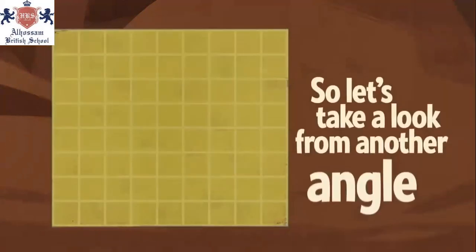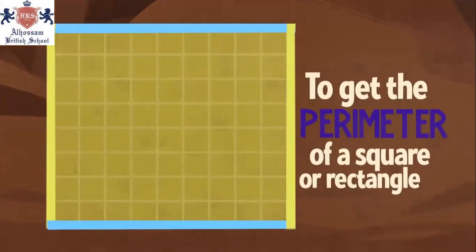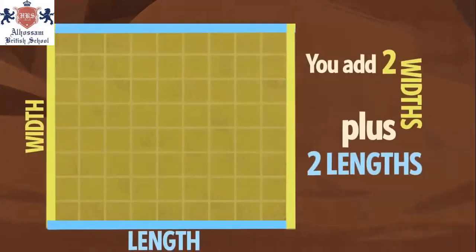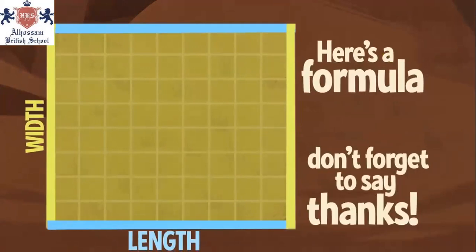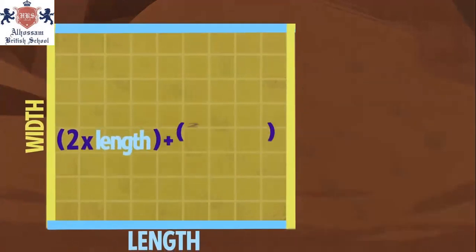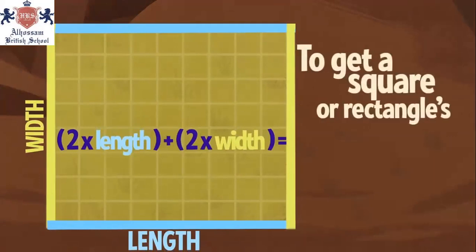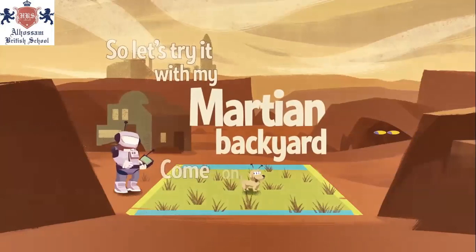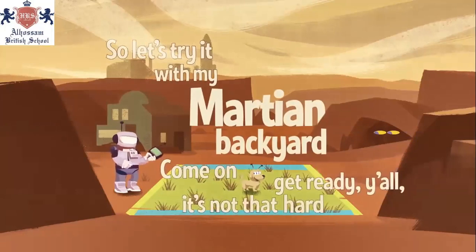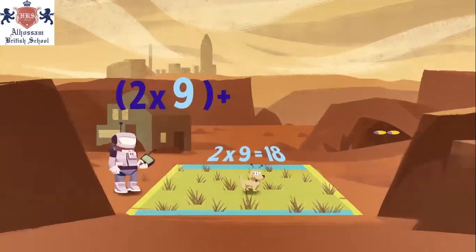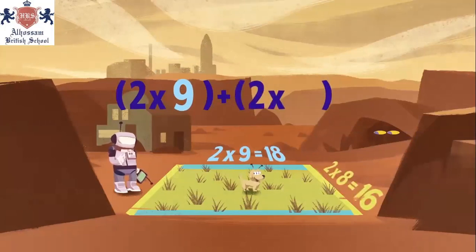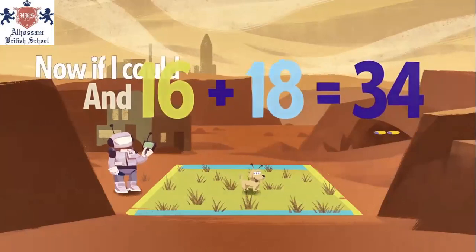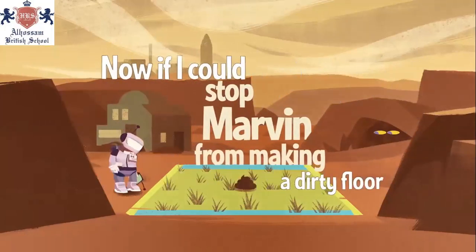So let's take a look from another angle. To get the perimeter of a square or rectangle, you add 2 widths plus 2 lengths. Here's a formula: 2 times length plus 2 times width to get a square or rectangle's perimeter quick. So let's try it with my Martian backyard. 2 times the length of 9 is 18, and 2 times the width of 8 is 16, and 16 plus 18 is 34.